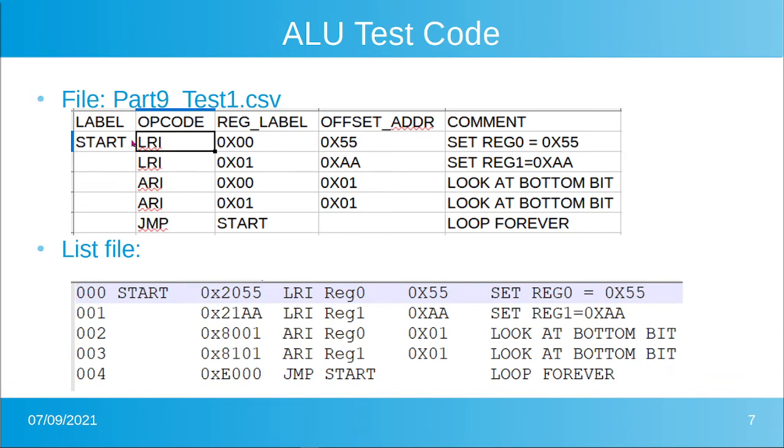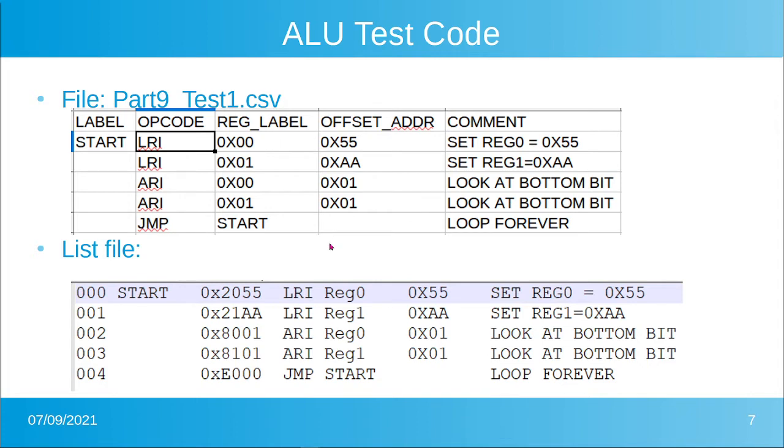So let's do some test code to see how that worked. For this test code, we'll play with 2 registers. It would be kind of nice to check a couple more registers. We'll load register 0 with 55, and load register 1 with the value of AA. And then we'll AND each of those with 1. If we AND 55 with 1, we should get 1. If we AND AA with 1, we should get 0.